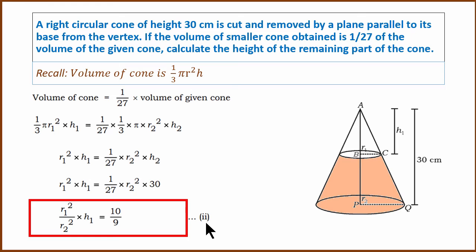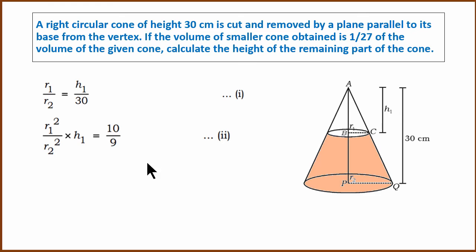So this is equation number 2. We already had equation number 1 using similar triangles. Let's write those two equations. The first equation was based on the similar triangles concept, which was R1 divided by R2 is H1 divided by 30. The second one is this equation.